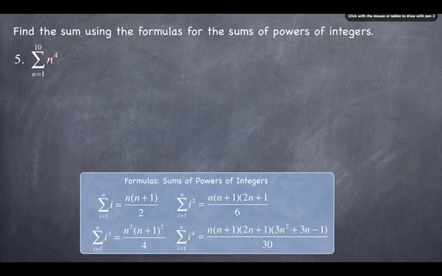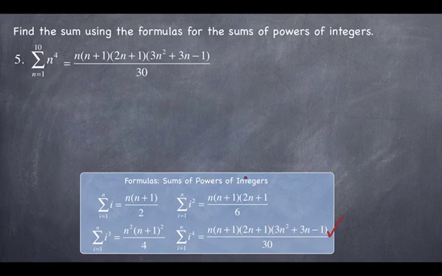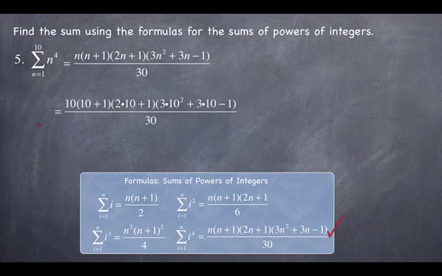Notice that since you're raising the n to the 4th power, that means that we need to apply this formula you see here. So I highlight the formula that I need to use on this problem. Now all you need to do, since the upper limit is 10, wherever you see an n, you're going to plug in 10. If the upper limit was 5, you plug in 5 for n, and so forth. So that's what I did here. And then at this point, all you need to do is a little bit of computation, simplify, and you end up with your answer. This is how you find the sum using the sums of powers of integers formulas.